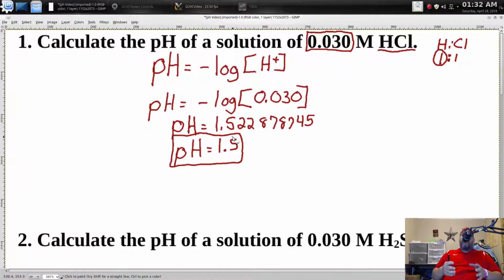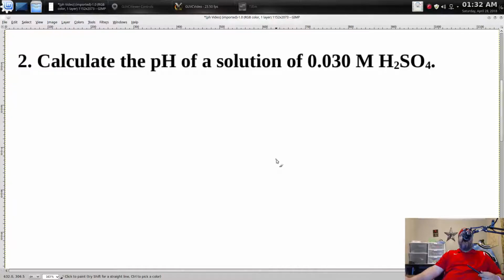Now let's look at a case where the ratio is not 1 to 1, where it's possibly 2 to 1 or 2 to 3. In the second problem, we have: calculate the pH of a solution of, and once again, I've given us the same molarity, the same concentration, but this time in the form of this acid, which is H2SO4, sulfuric acid. So let's see how you work this problem. Since they ask you to calculate the pH, you're going to need this formula.